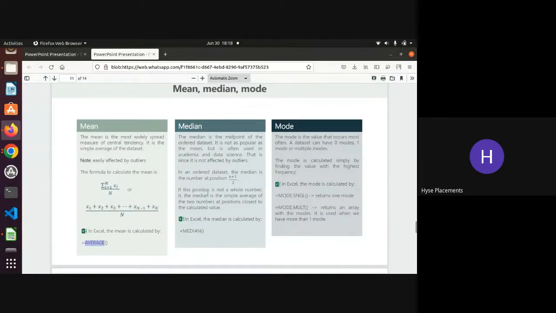In the same way, the median is the midpoint of the ordered data set. It is not as popular as the mean, but it is often used in academia and data science. Sometimes we use the median for calculating mathematical operations or manipulating the data. Not only that, sometimes we use exponential, logarithmic values, and trigonometric functions like sine theta, cos theta, tan theta, whenever necessary. And mode you already know.